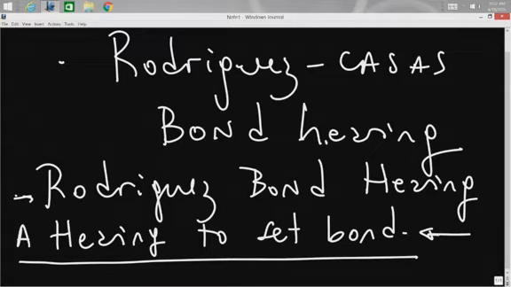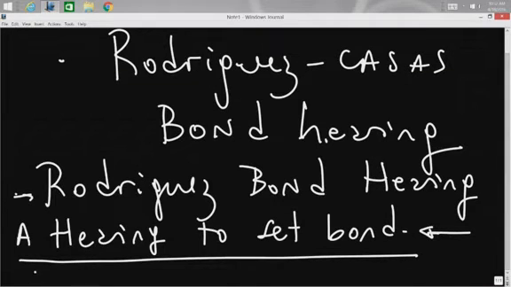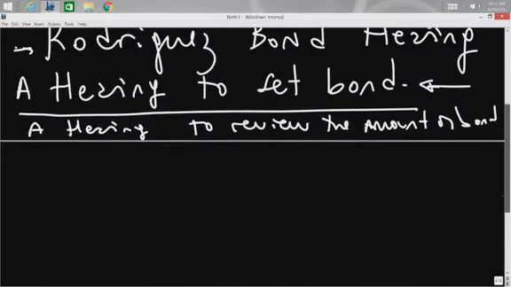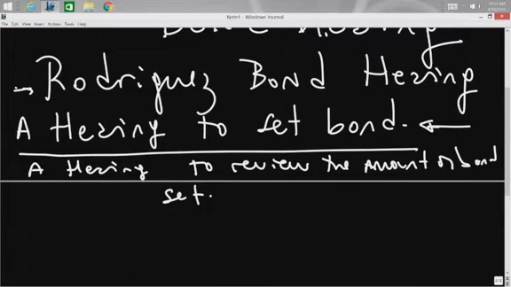So the translation should be a hearing to set bond, or a hearing to review the amount of bond. Okay, the amount of bond set. So you could transfer Rodriguez bond hearing as a hearing to set bond, which is the shortest way, or you can transfer that as a hearing to review the amount of bond set by the court. Because if there was already a bond set, then obviously this hearing is to reconsider it.